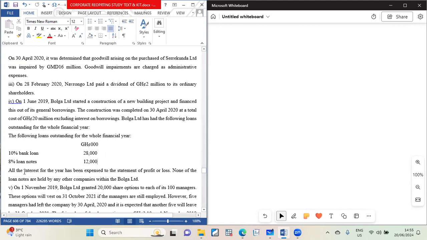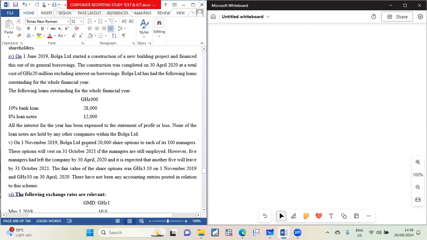All interest has been expensed in the P&L. Do you have to expense all interest in the P&L? The part that concerns the building should be part of the cost of the building, not P&L. None of the loan notes are held by any other company within Bolga.